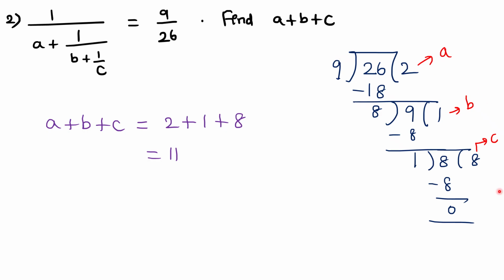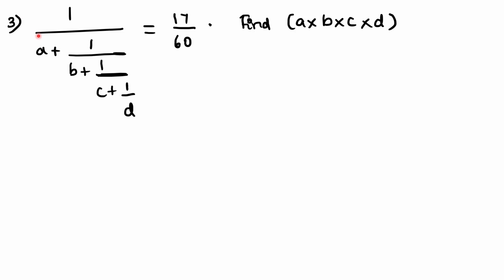As you do it for HCF. Now let's see the next problem over here. In this next problem, we have the 4 steps, that is A, B, C, D value. Here also the same thing is going to be followed. So now the step division comes here. 17 is my divisor, 60 is my dividend.